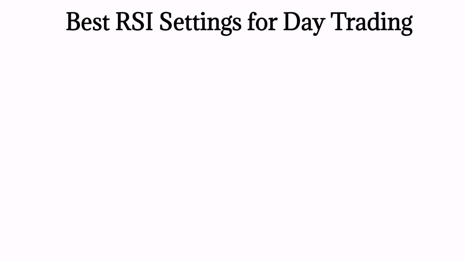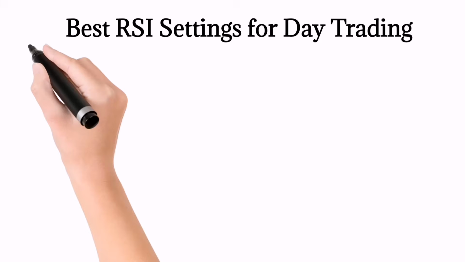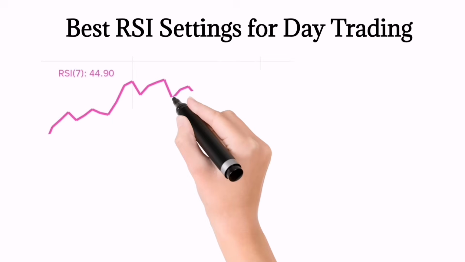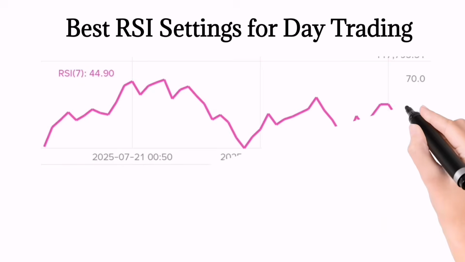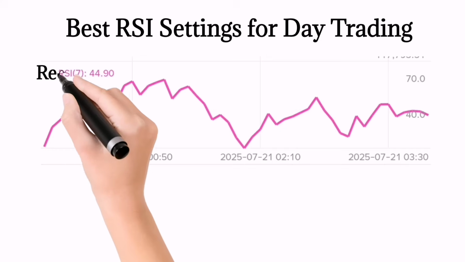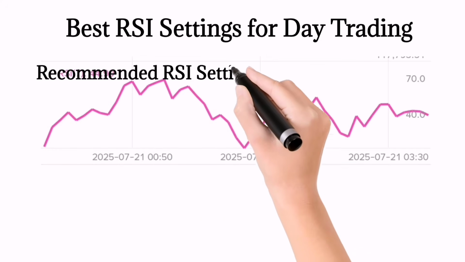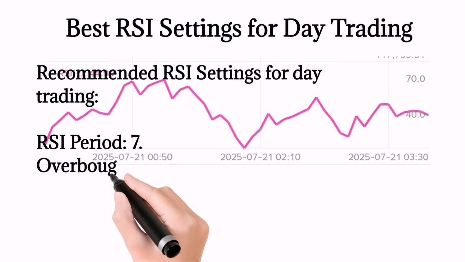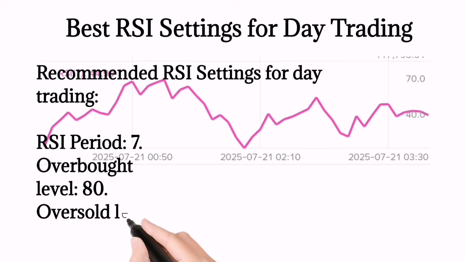Best RSI settings for day trading. For day trading, the default RSI setting of 14 periods can be too slow. Most day traders prefer to use RSI 5, 7, or 9 to make it more sensitive to short-term price movements. Recommended RSI settings for day trading: RSI period 7, overbought level 80, oversold level 20. This helps avoid false signals in lower time frames like 5-minute or 15-minute charts.